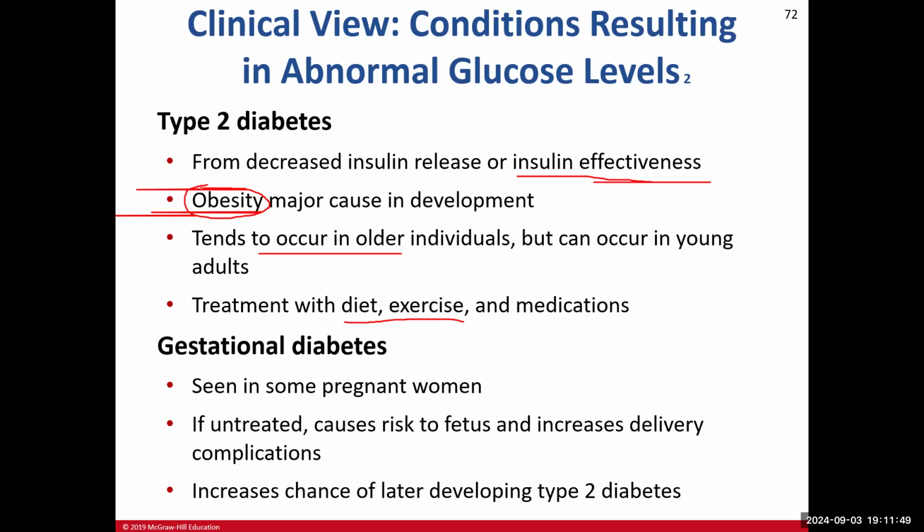But anyways, one of the things that you have to look at is this last fact down here: it increases the chance of later developing type 2 diabetes. And I should have added in here that this goes for both mom and baby. The baby also has an increased chance of having type 2 diabetes. So just something to consider. But gestational diabetes, you're only going to see that in one population of people: pregnant women.